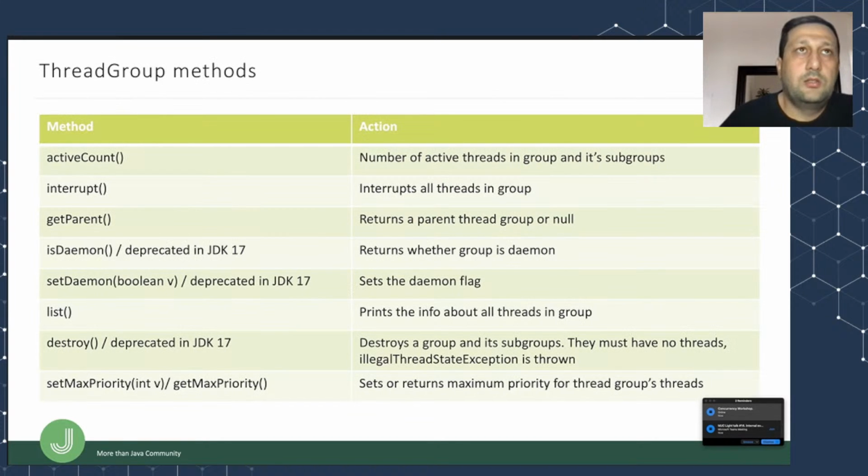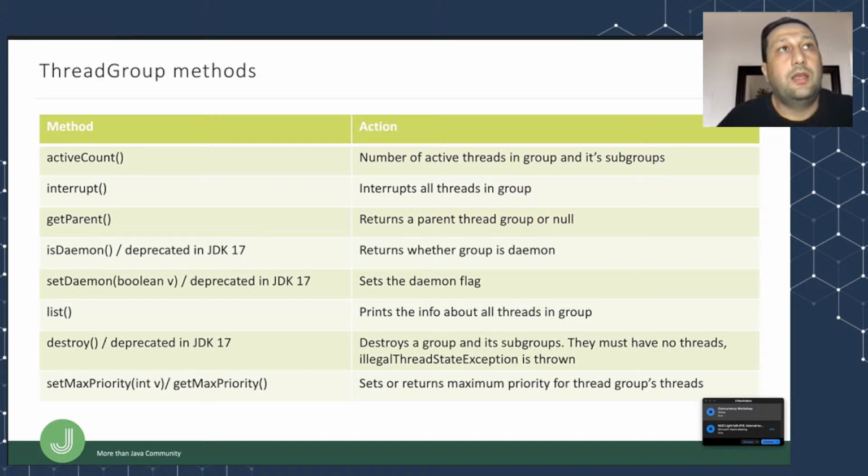The ThreadGroup class also has its own methods. For example, activeCount returns the number of active threads in the group and its subgroups. Interrupt interrupts all threads in the group. getParent returns the parent group, or null if there is no parent.